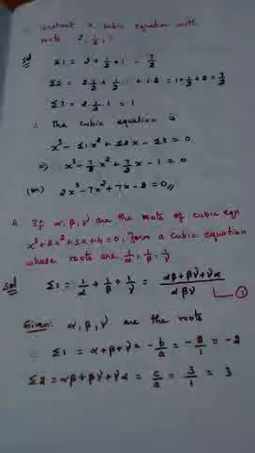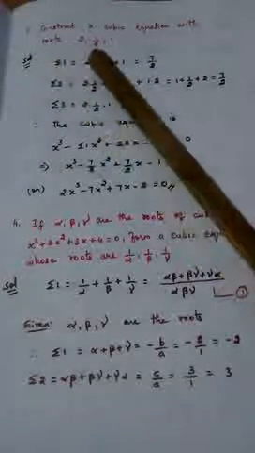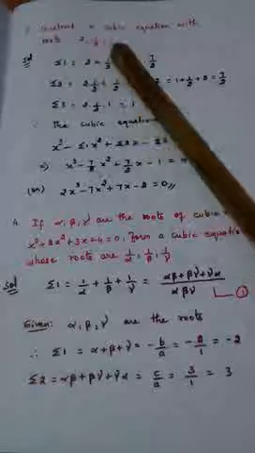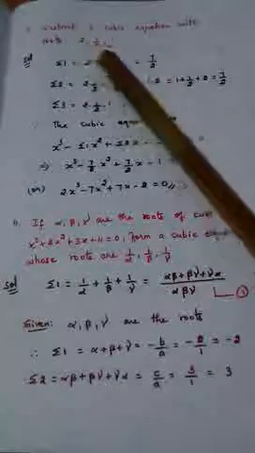Okay, now problem number 3. Construct a cubic equation with roots 2, 1 by 2, 1. What is this? 2, 1 by 2, 1 is nothing but roots.